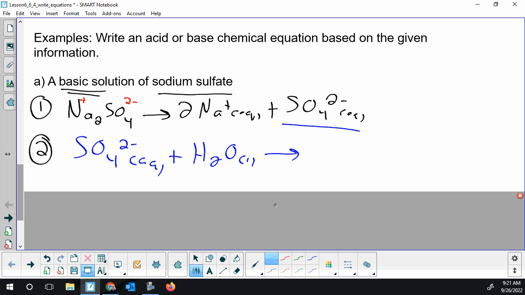Then we got to slow down. What is this? It's a basic solution. So our ion is going to gain an H. It's going to rip water apart. So when it rips water apart, we get hydroxide, and we add an H to our sulfate. And the charge goes up 1, so it's just a -1 ion.